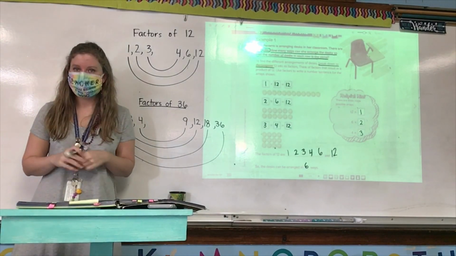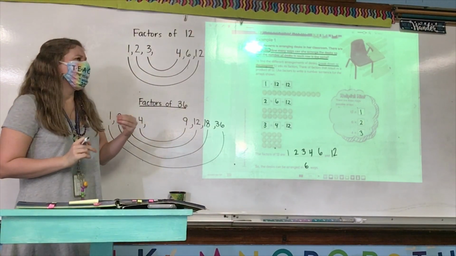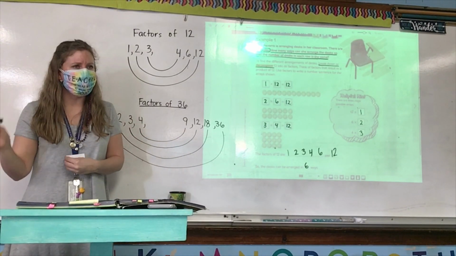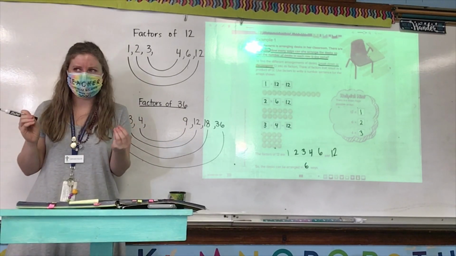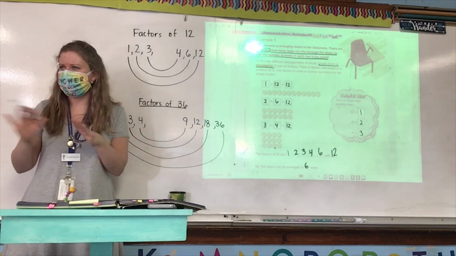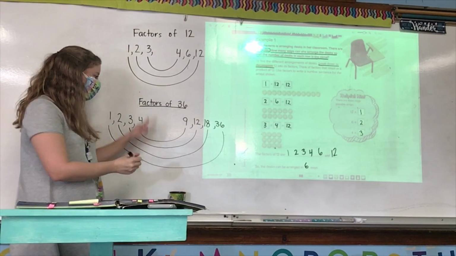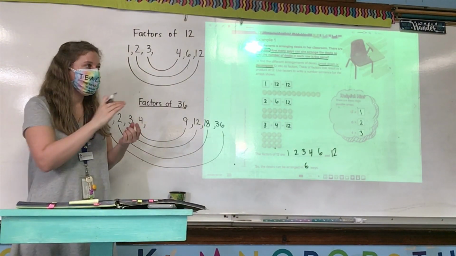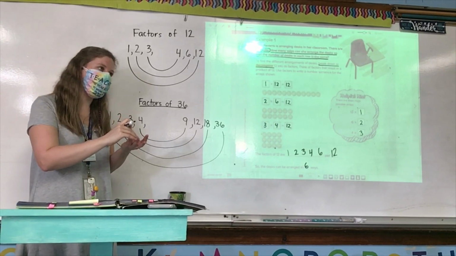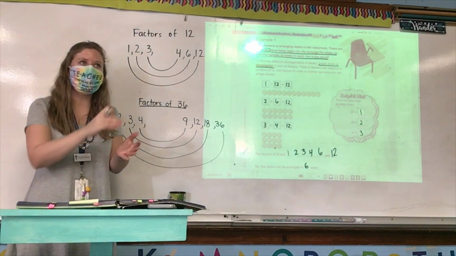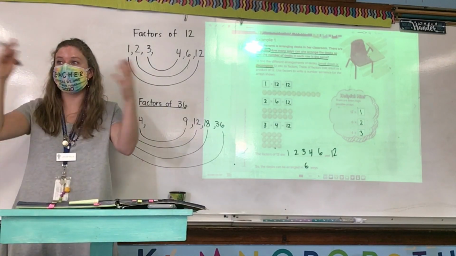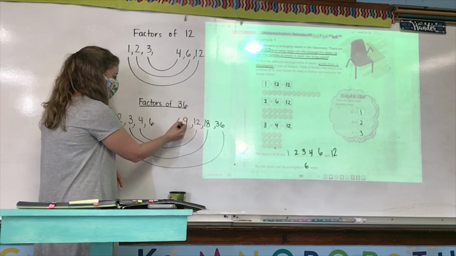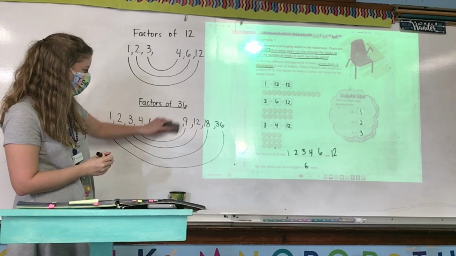Next comes 5. 5 times anything. Well, I know 5 times 7 is 35, and 5 times 8 is 40. 36 is between 35 and 40, so 5 cannot be a factor. Now I need to think of 6. Let's think of my 6 times tables. 6 times 1 is 6, 6 times 2 is 12, 6 times 3 is 18, 6 times 4 is 24, 6 times 5 is 30, 6 times 6 is 36. Now I'm not going to do 6 over here because I'm not going to list a factor twice.